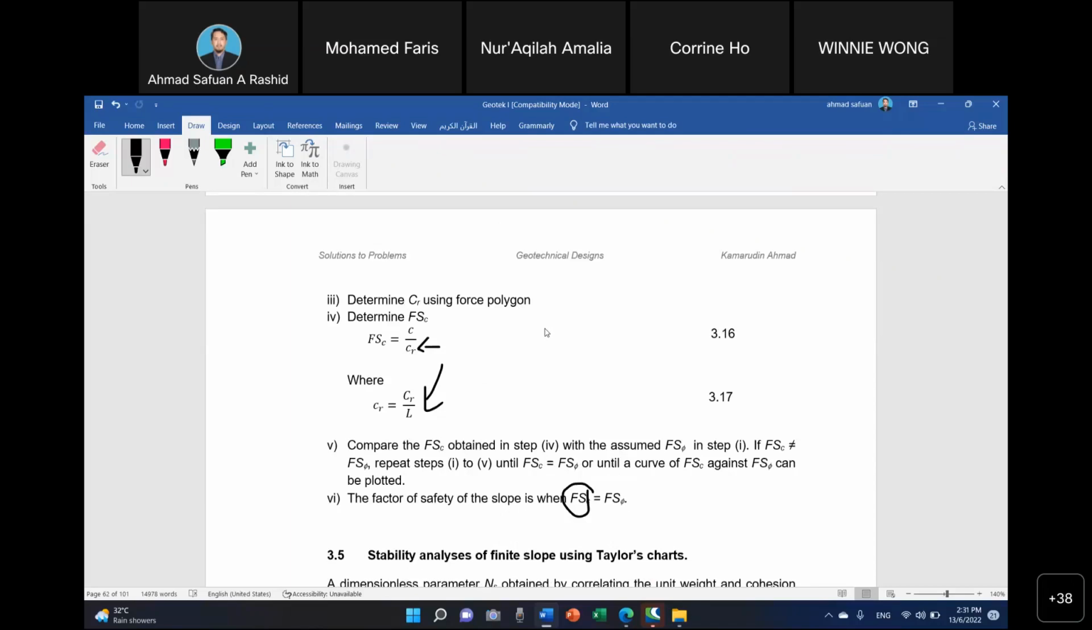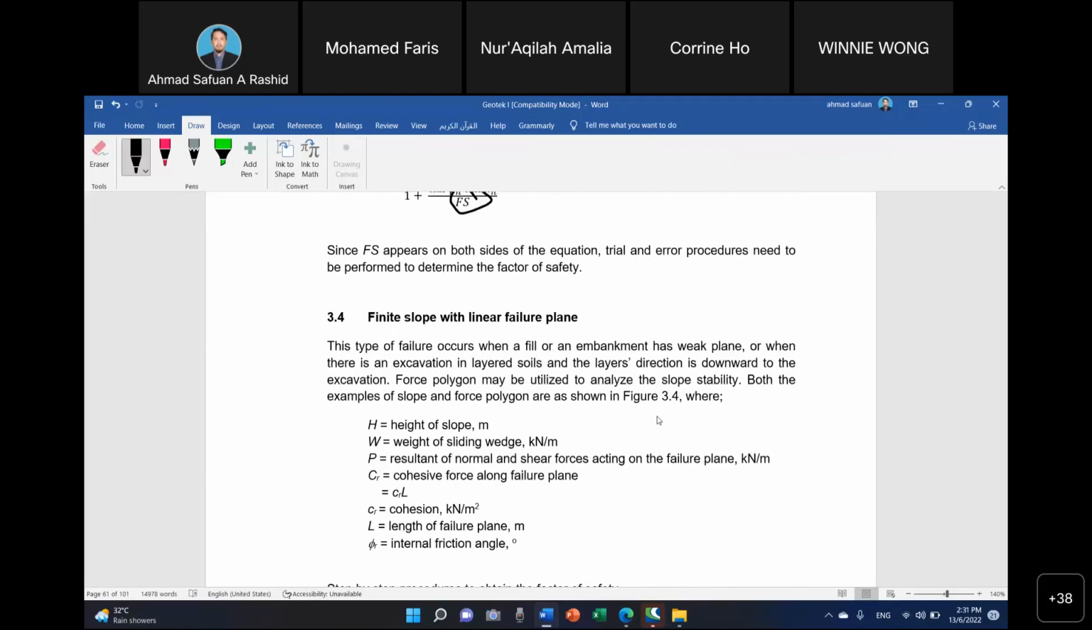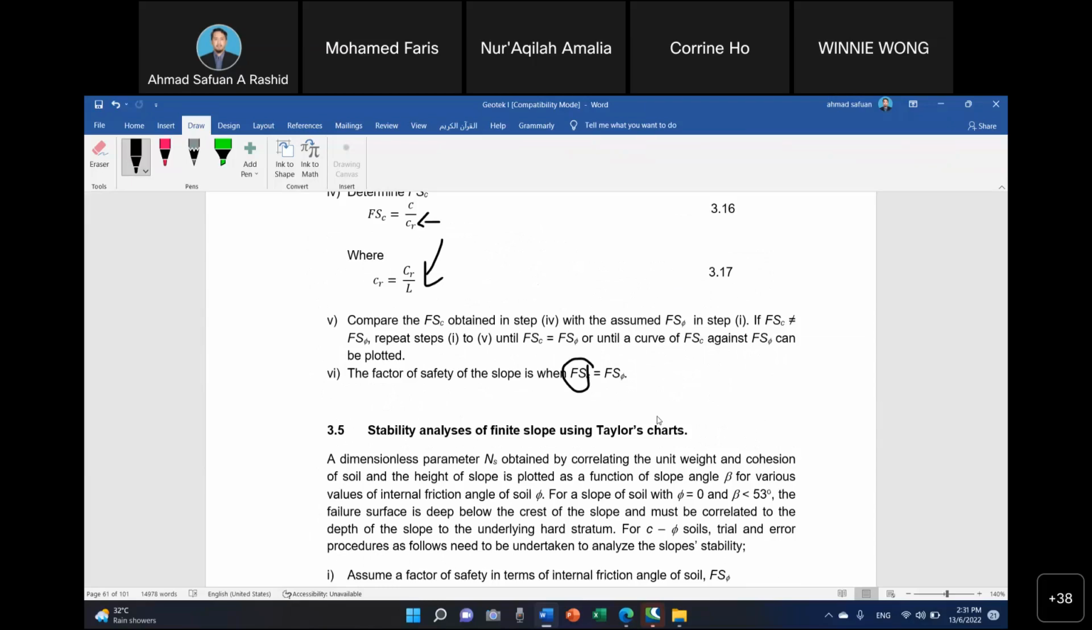So the factor of safety of the slope is equal to FS phi. So that is for the linear failure plane.